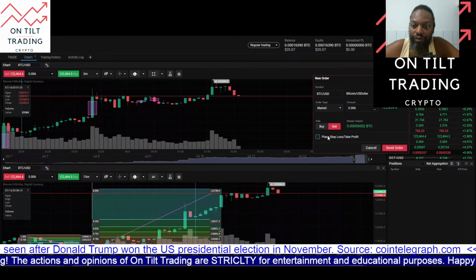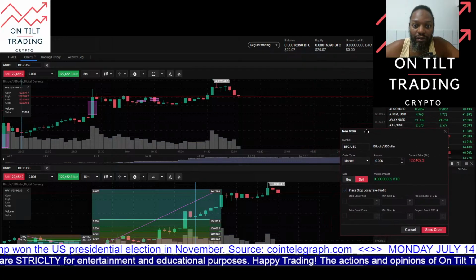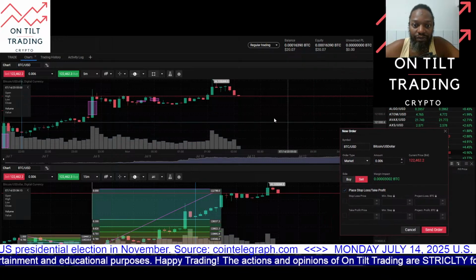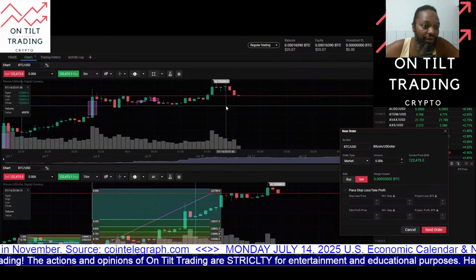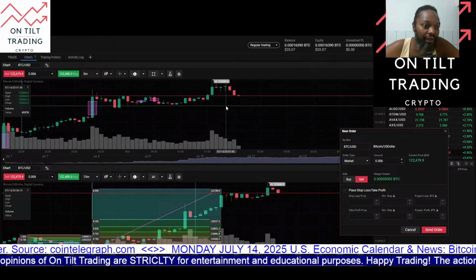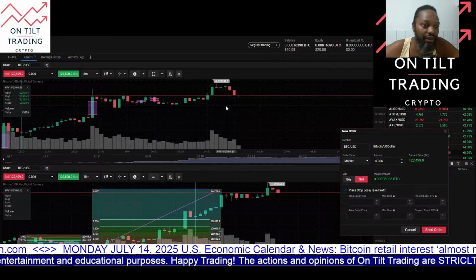Set up an order just in case price action follows through here. So put my stop above the swing high here, 122,966.3. So it'll be 122,966.5.